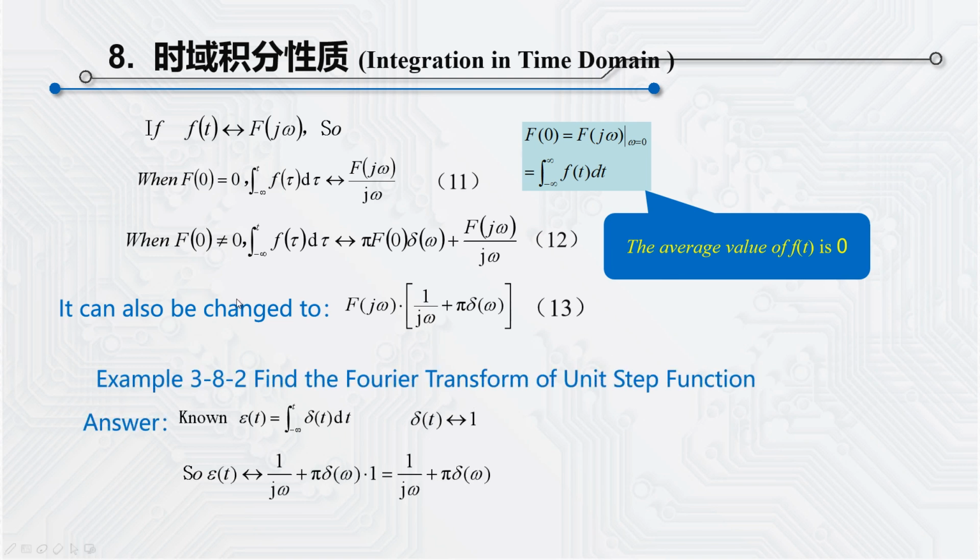Let me show you an example. Find the Fourier transform of the unit step function. Here, if we want to use integration to solve it, epsilon(t) and delta(t) have an integral relation. The Fourier transform of delta(t) is 1. If we use integration, we can get the Fourier transform of epsilon(t) is 1 over j omega plus pi delta(omega). Obviously, the DC component of epsilon(t) is not 0, so pi delta(omega) appears in the solving process.